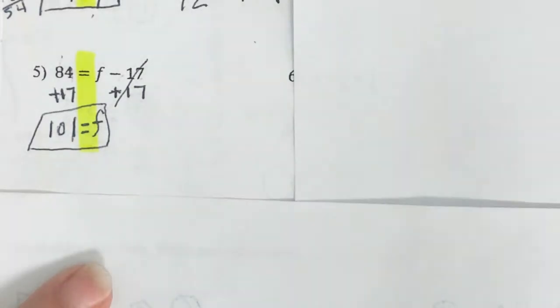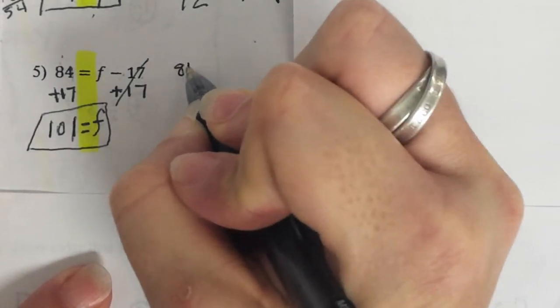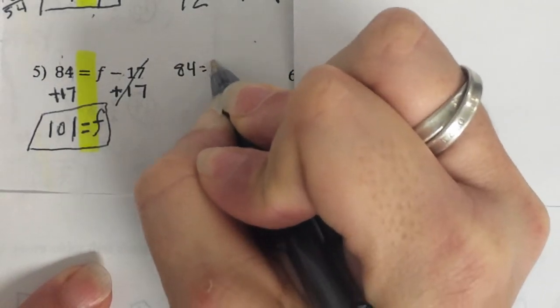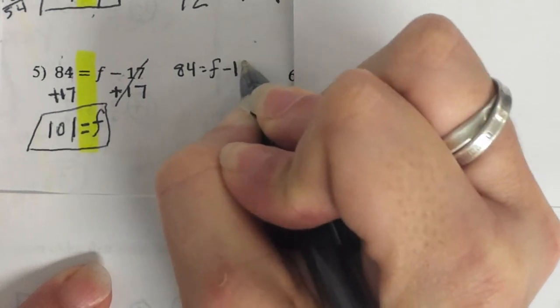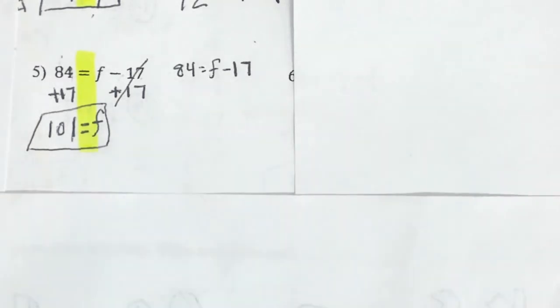Now I'm going to go on this right side and check it. Okay, step 1 is copy the problem. 84 equals F minus 17. You have to copy it. Teacher has to know where you started with. Guys, imagine this problem going all the way down the paper.